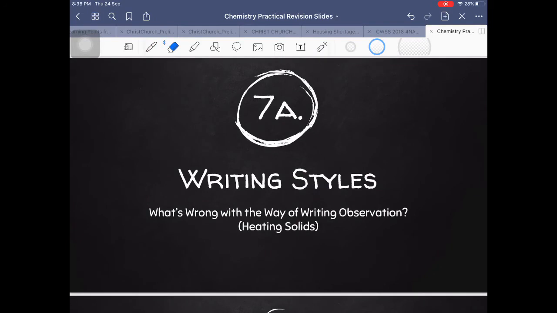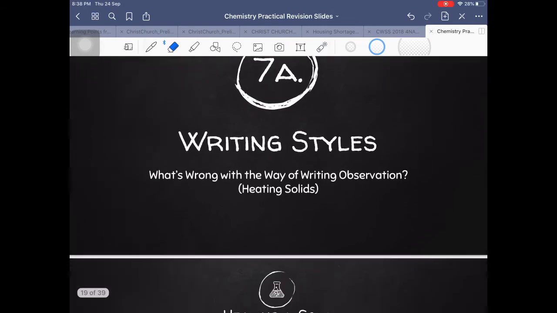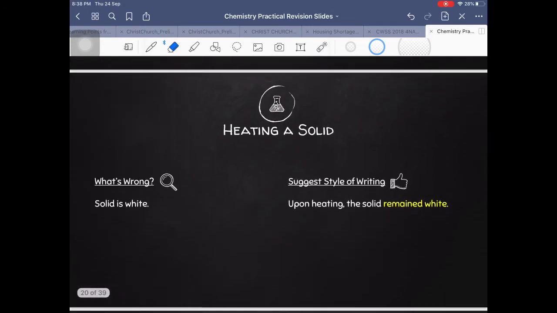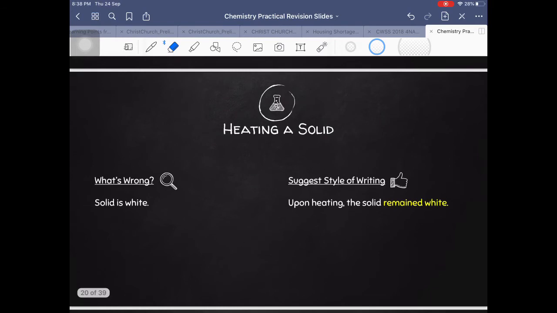Let's look at some writing styles as well as some common mistakes that are made by students during their practical. Let's start with heating of solids. What's wrong with the answer on the left? "Solid is white." A suggested style of writing would be: upon heating, the solid remains white.